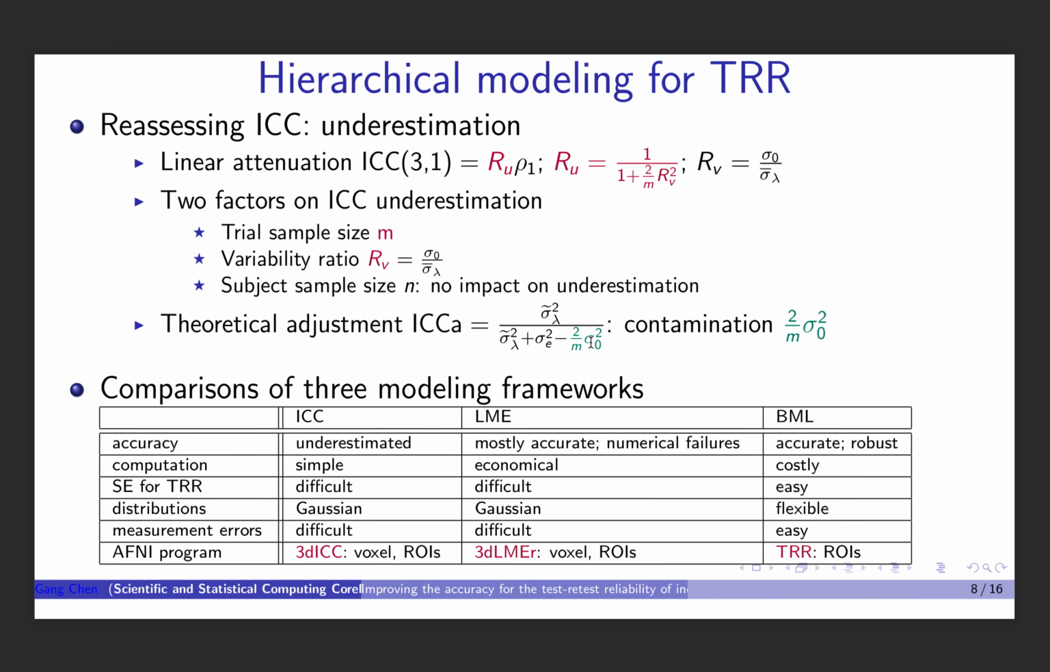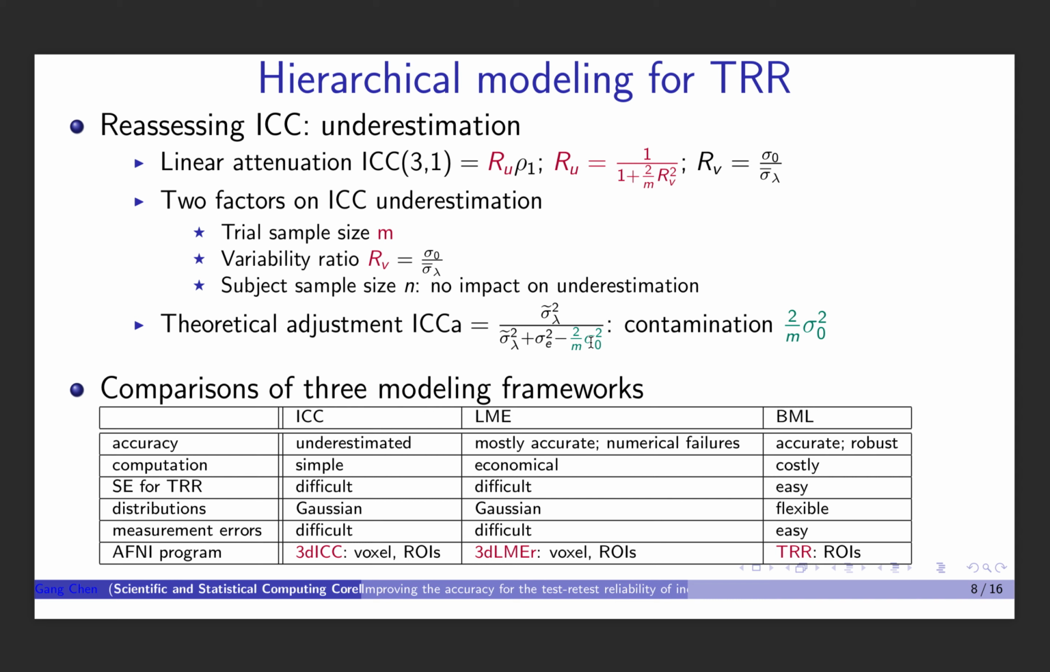So now we have three frameworks. We have the traditional ICC, which, based on the new modeling framework that characterizes the data hierarchy, tends to underestimate. The amount of underestimation depends on the number of trials and also on the amount of cross-trial variability. Later on we'll see how those two parameters play the crucial role.